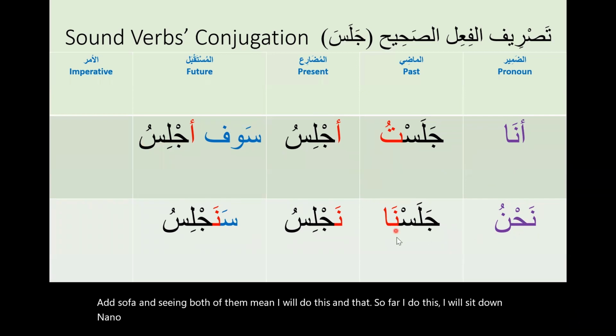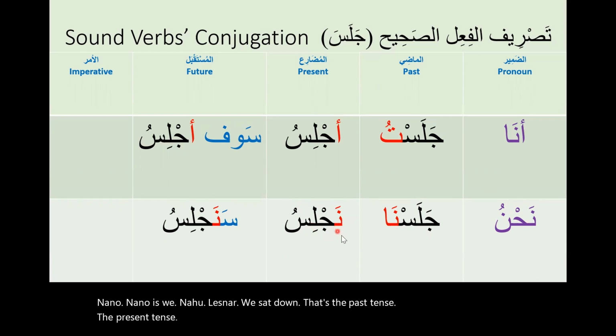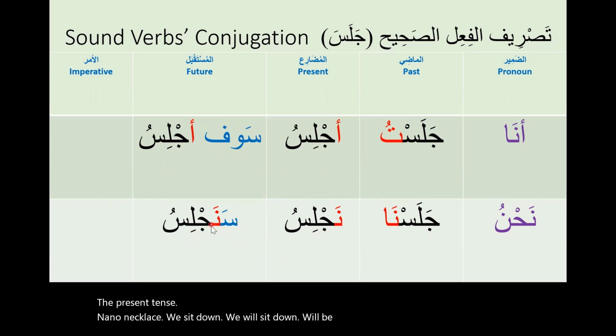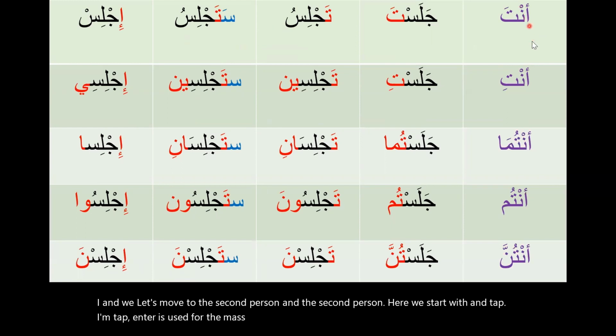Nahnu is we. Nahnu jalasna, we sat down. That's the past tense. The present tense, nahnu najlus, we sit down. We will sit down will be نحن سوف نجلس or نحن سنجلس. And the second person here, we start with أنت. أنت is used for the masculine singular.